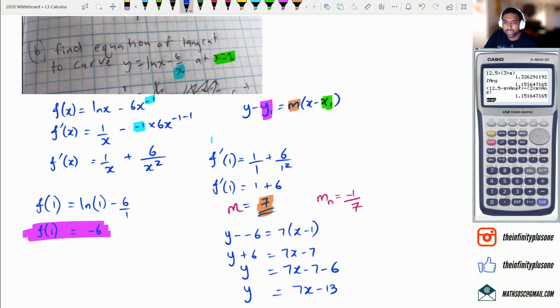Cool. Is that all right with this question? And the person that asked me for the normal, you pretty much do the same thing, but instead of 7, you use negative 1 over 7 and rearrange, and you should be good to go for the equation of the normal. Are we okay with this question? Can we move on to the next one?